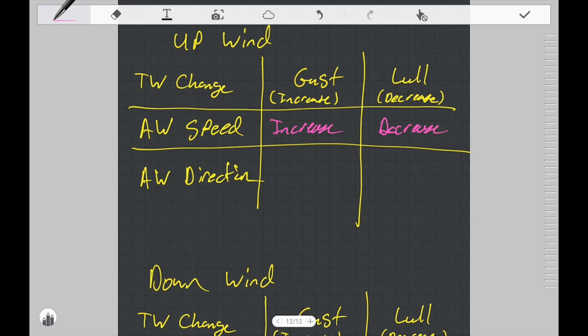Now when we're sailing upwind and we get a gust, what we see is that the apparent wind direction actually shifts aft. And this is the same as getting a lift, or a velocity lift in this case. Now when we sail into a lull, we see the opposite. The wind shifts forward, which is the same as saying that we get a knock.